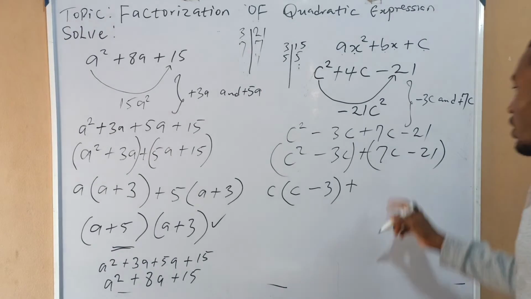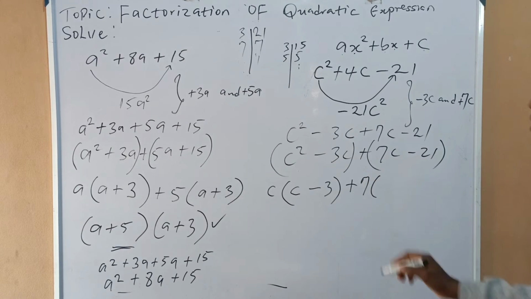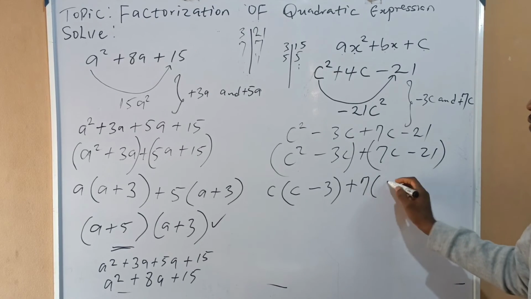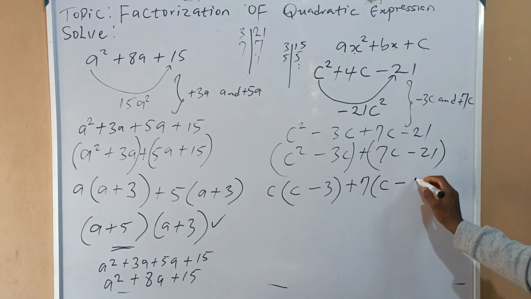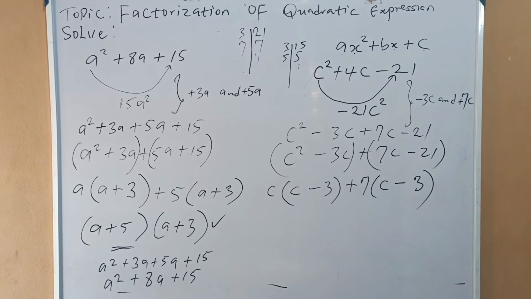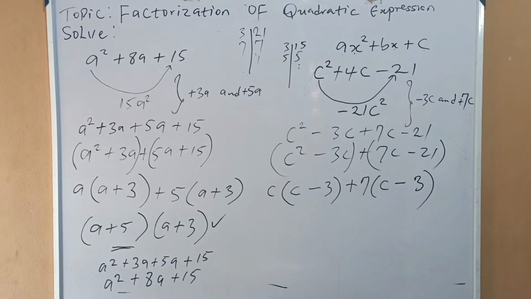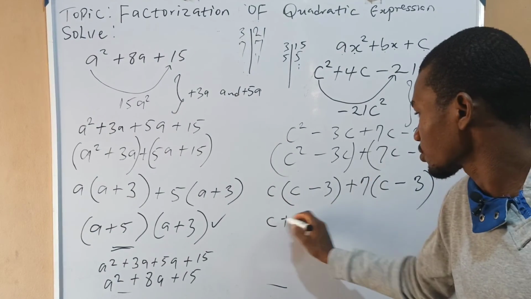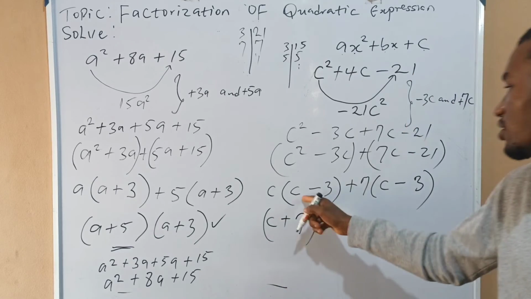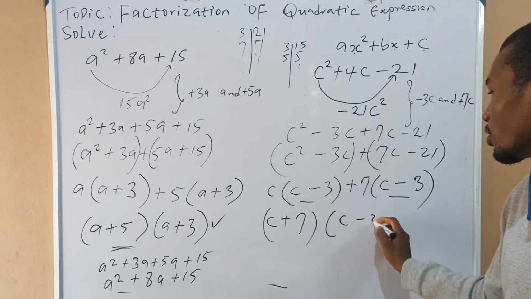Then plus 7 can divide 7c and 21. Hence I factor out 7. 7 divides this, we are left with c. Then 7 divides negative 21, we have 3. Alright, if you want to know if your answer is correct, whatever you have here is what you should also have in this same bracket, such that I take my c, then plus 7. And remember, since these two brackets are the same, we choose one of it, c minus 3.